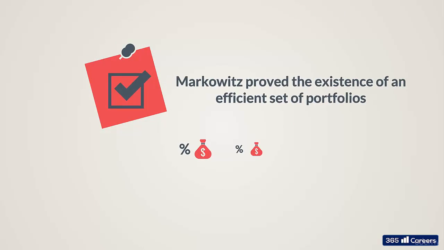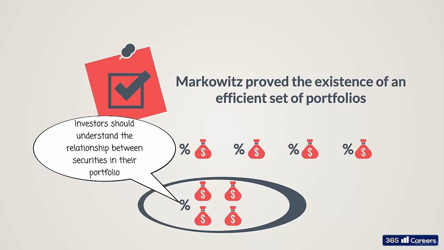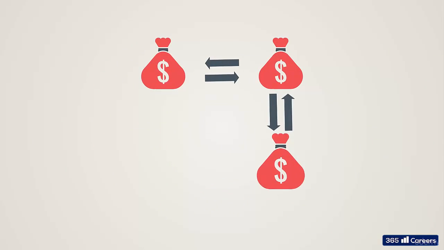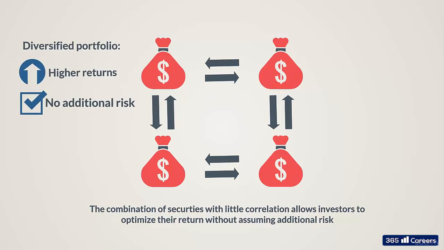Markowitz proved the existence of an efficient set of portfolios that optimize investors' return for the amount of risk they are willing to accept. One of the most important highlights of his work is that investments in multiple securities shouldn't be analyzed separately, but should be considered in a portfolio, and financiers must understand how different securities in a portfolio interact with each other. We already know how to measure the relationship between two securities by calculating their covariance, and that's precisely what Markowitz suggested.